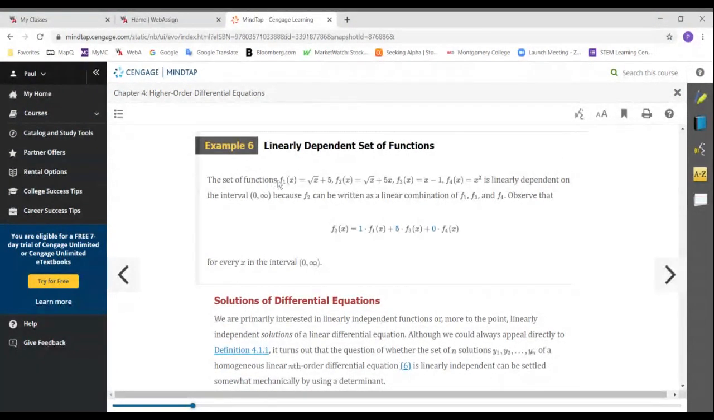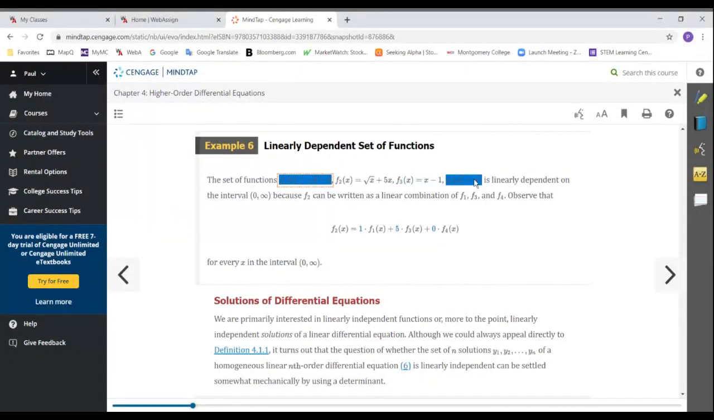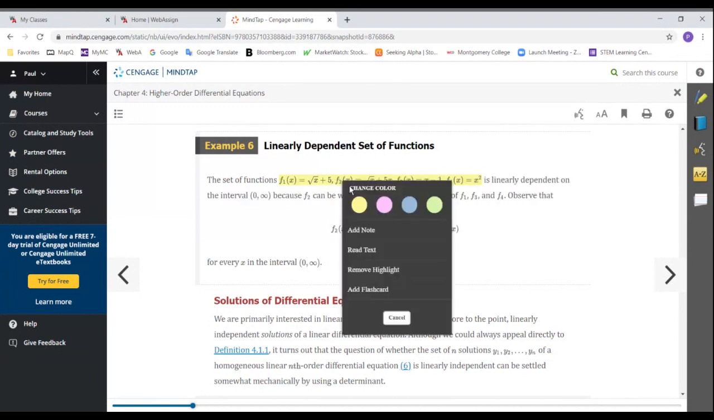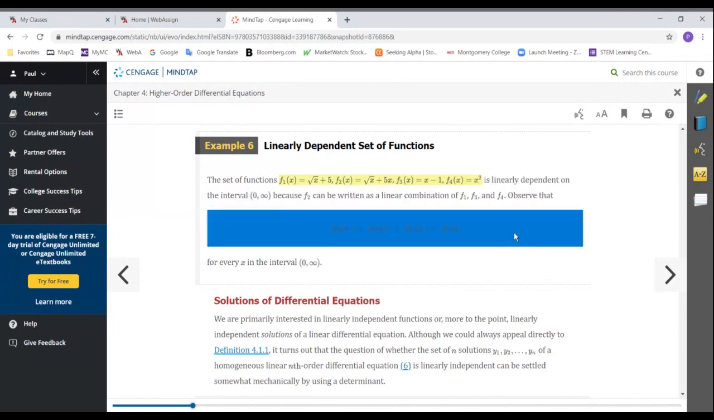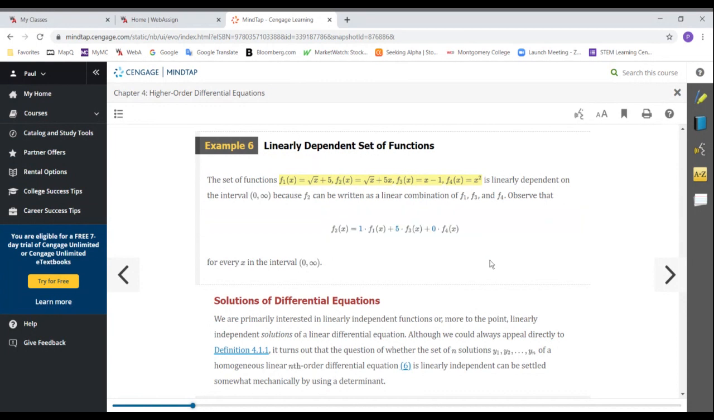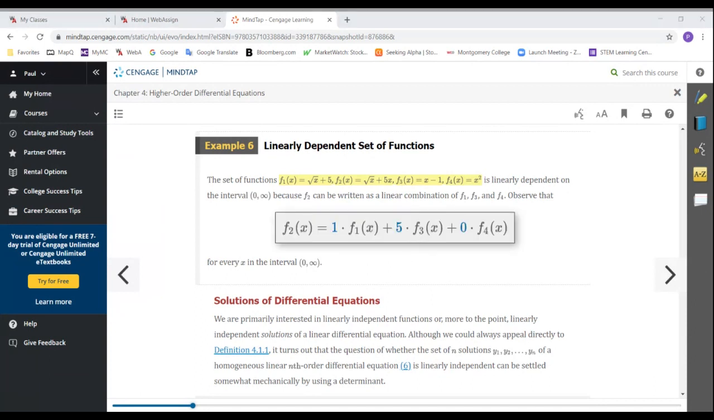All right, so here's a set of functions in example 6. Okay, here's a set of functions. Hold on, let me get that thing off. Okay, I see 4 functions here, and they're linearly independent because you can take the second function and write it as a linear combination of the first, third, and fourth functions.